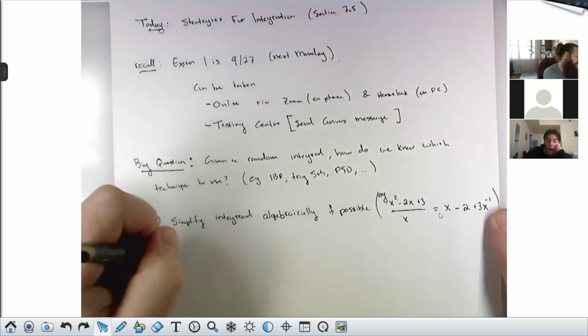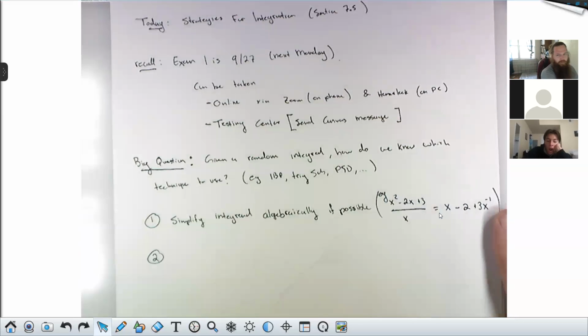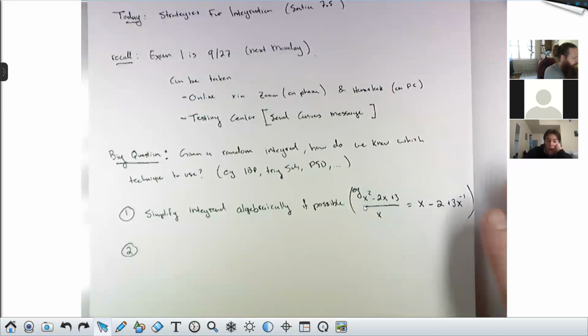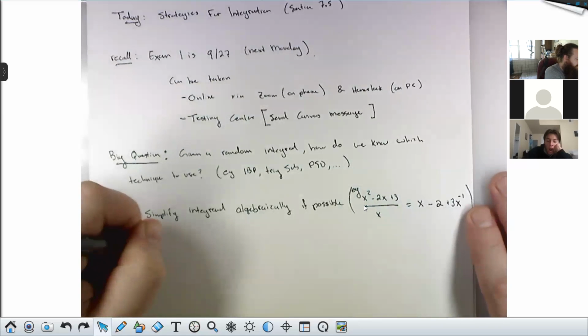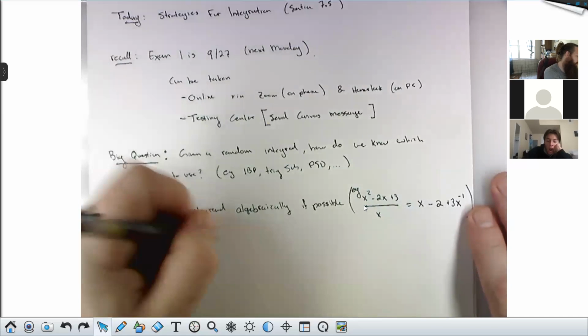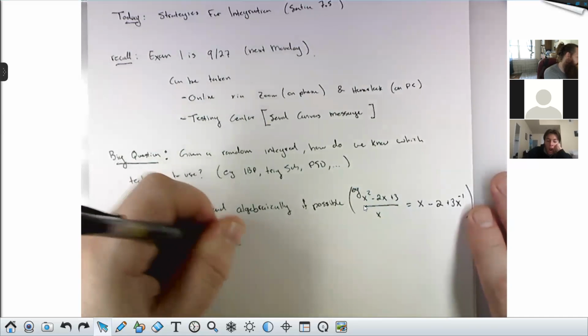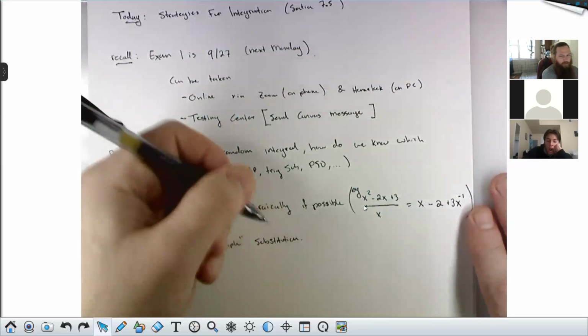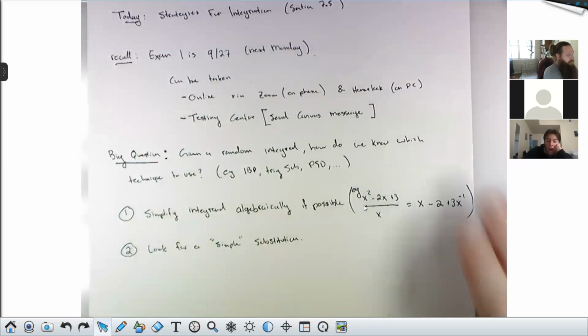Second, if you don't see a way to simplify it into something that you know how to integrate, you could also do this with trig functions, right? Like if I gave you secant divided by tangent squared or something like that. You write secant as 1 over cosine, tan squared as sine squared over cos squared, and then you flip and clean up. If you don't see anything like that, then you should look for simple substitution, like u sub. Is there an inner function?